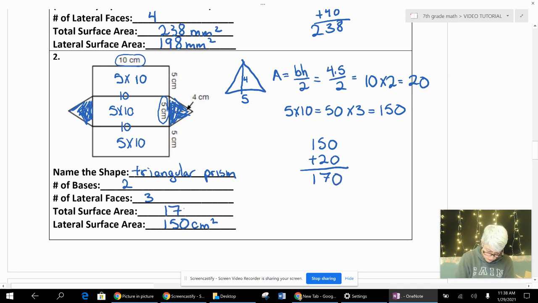I was looking at my notes. All right, centimeters squared. All right, there we go.